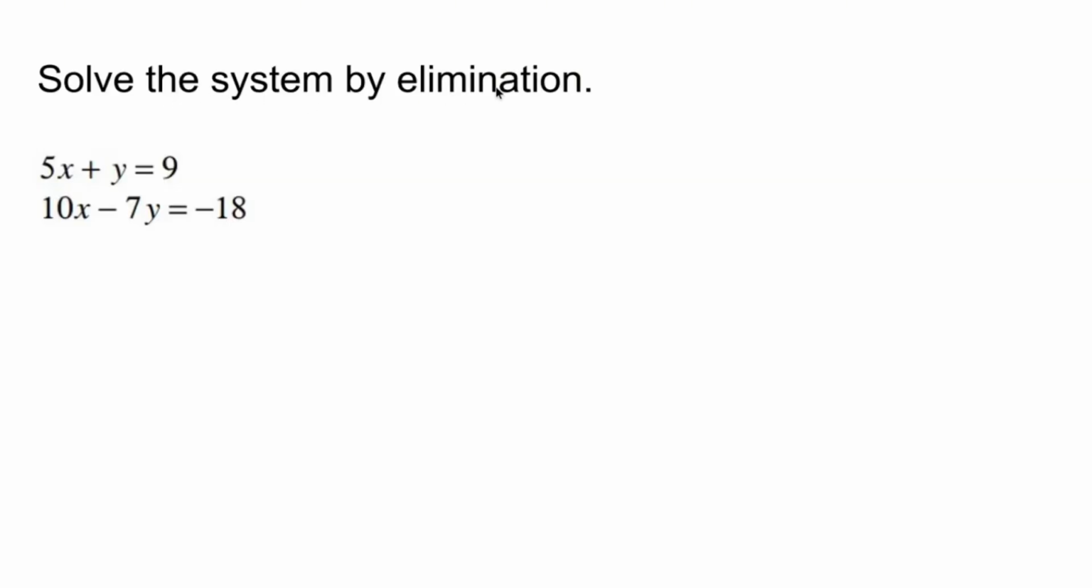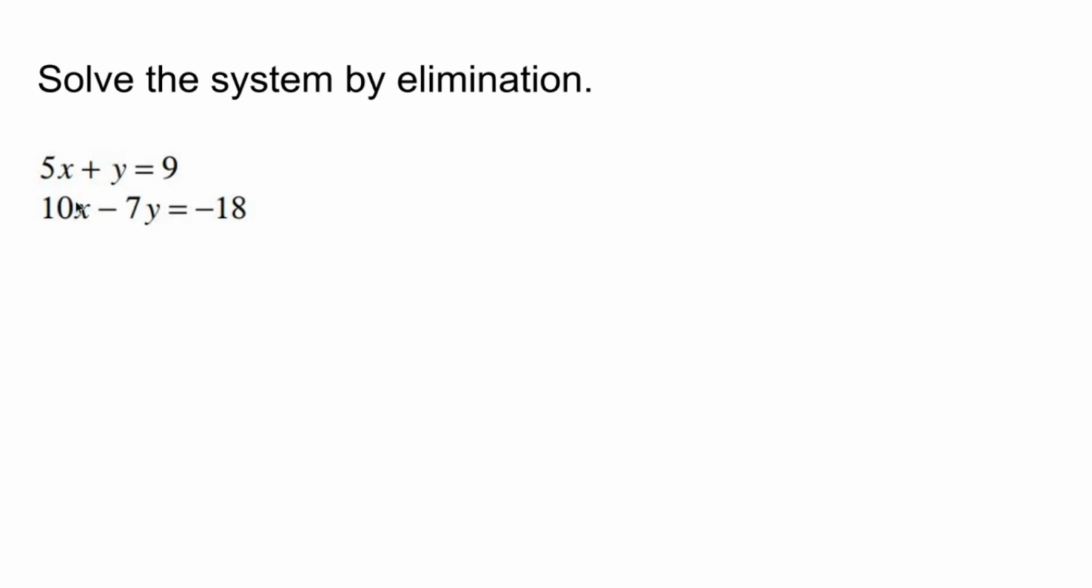Solve the system of equations by elimination. Now, whenever you're using elimination, you're going to want to make sure everything is stacked where it wants to be. In this case, it is. The x is on top of the x's, the y is on top of the y's, the equal sign's on top of the equal signs, and the numbers on top of the numbers. It doesn't have to be in that order as long as it's stacked in some type of order.